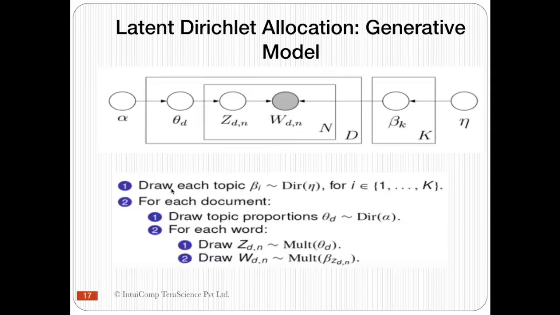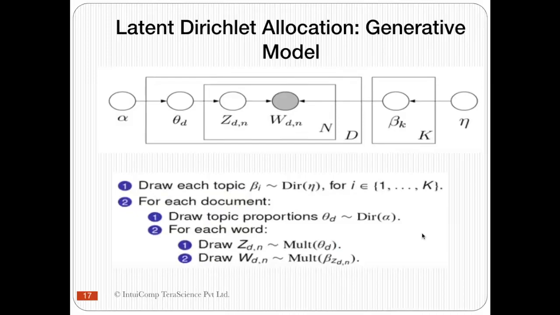The first step is to draw each topic beta_i from Dirichlet of eta, for i belonging to 1 to k. For the sake of simplicity, let us assume that k is equal to 3. So we have 3 topics, beta 1, beta 2, beta 3. For beta 1, we need to find the probability distribution. Then we need to find the probability distributions beta 2 and beta 3. So let us look at beta 1 for instance.